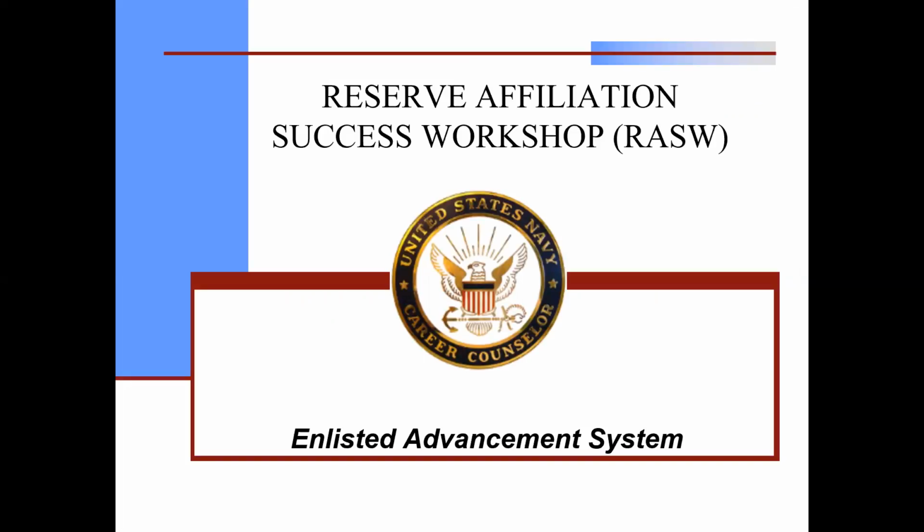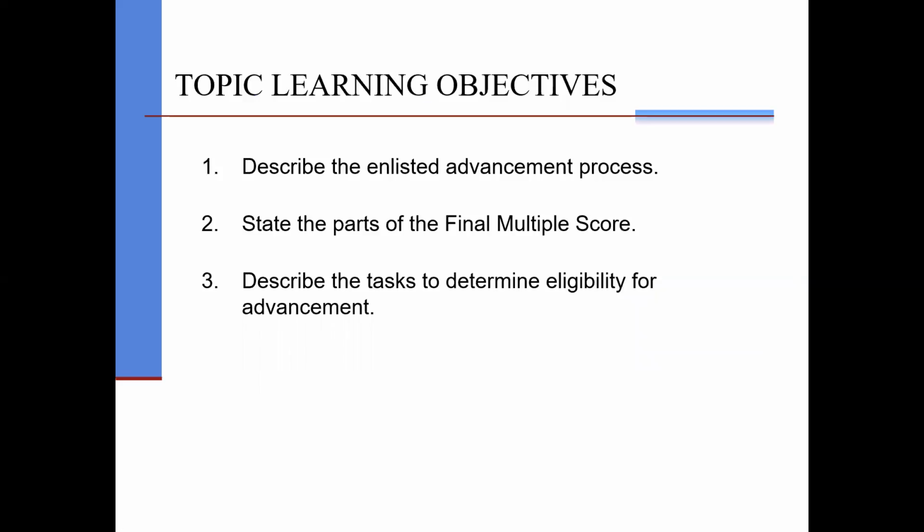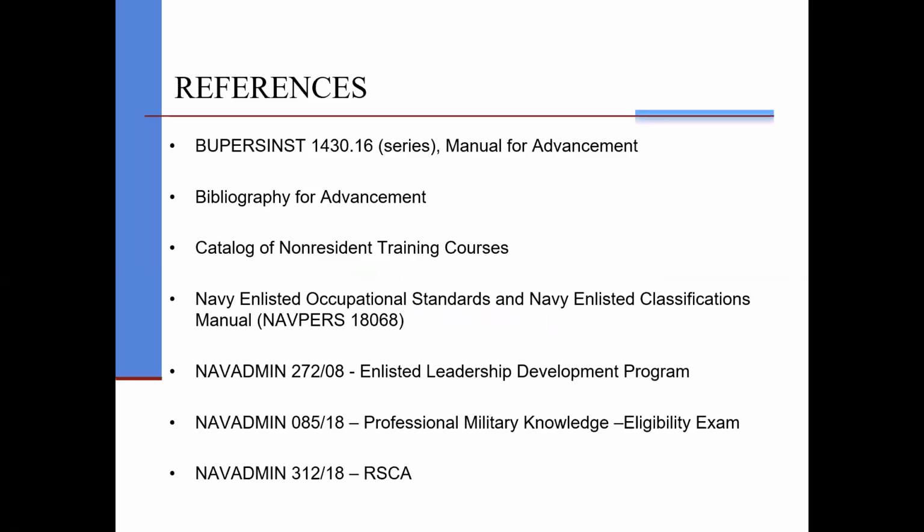RASW, Enlisted Advancement System. Topic Learning Objectives. Describe the enlisted advancement process. State the parts of the final multiple score. Describe the test to determine eligibility for advancement.